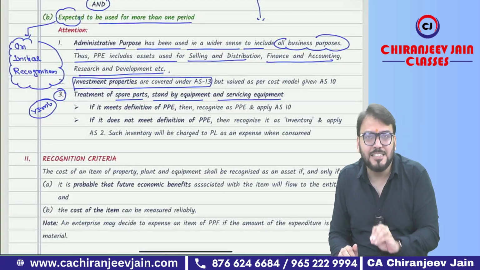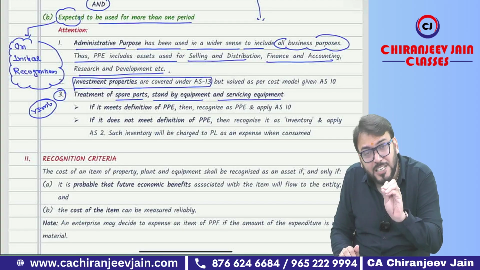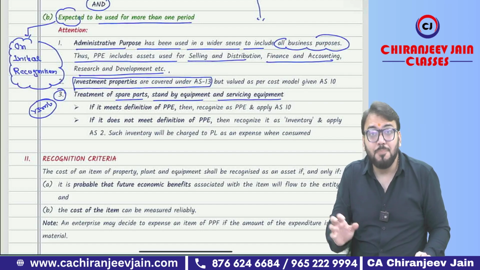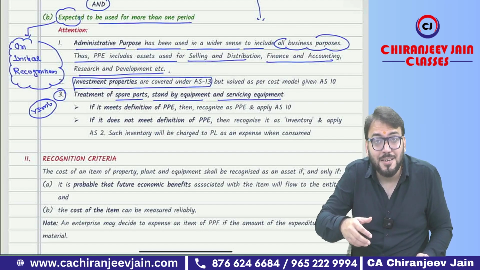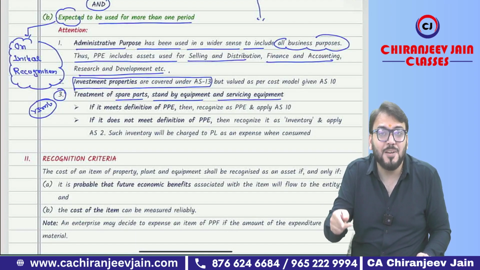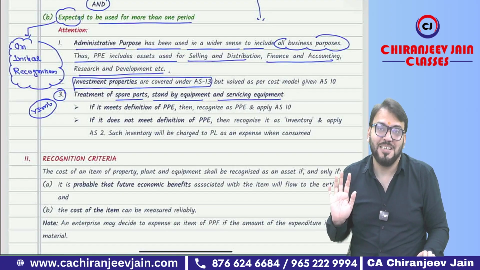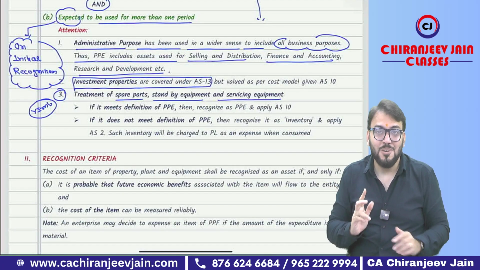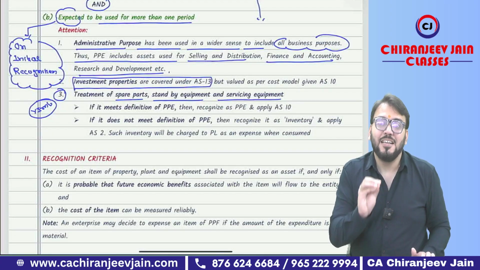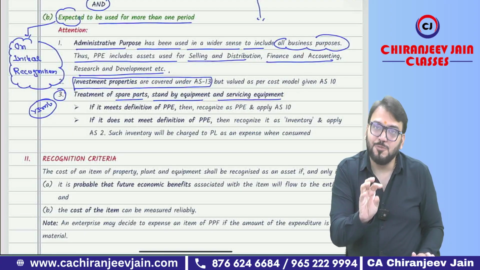So what AS10 says is that if it meets the definition of PPE, then it is PPE, apply AS10. But if it is not meeting the definition of PPE, then it is not PPE. It will be classified as inventory and apply AS2. Are you able to follow me? Simple. What they say? Any spare part, you have understood what is spare part.